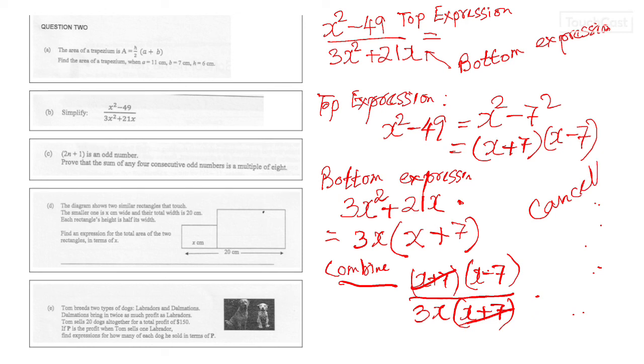Cancellation is a very important process in algebraic simplification. That will give me 1 and 1 after the cancellation, and my clean tidy expression will now be x minus 7 over 3x. You don't have to worry about brackets anymore, and that should be the final answer.